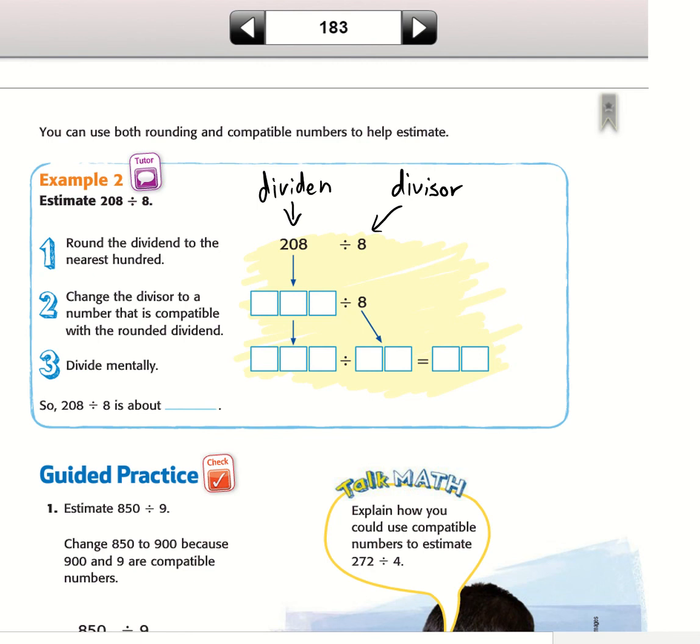So 208, if we round that to the nearest hundred, is it closer to 200 or 300? Well, this one should be a little bit easy. It's going to be close to 200.